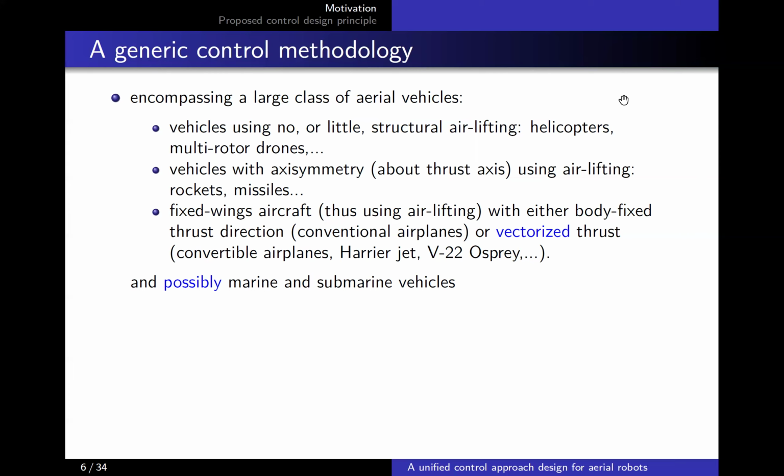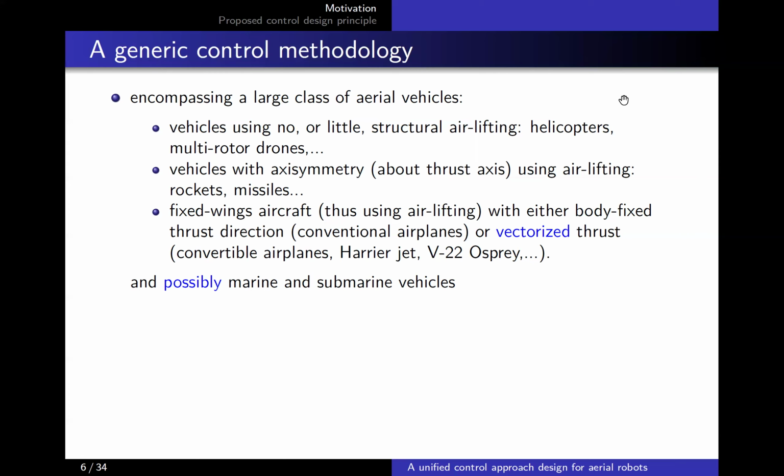And then I talk about vectorized thrust, fixed or vectorized. Fixed is airplanes. Vectorized is the new vehicles that we term convertible. That looks like the Harrier jet or the V-22 Osprey, the kind of vehicle that was developed in the end of the 50s or the beginning of the 60s.